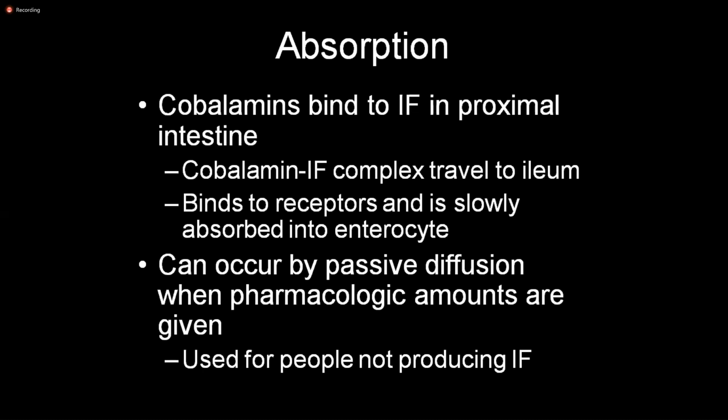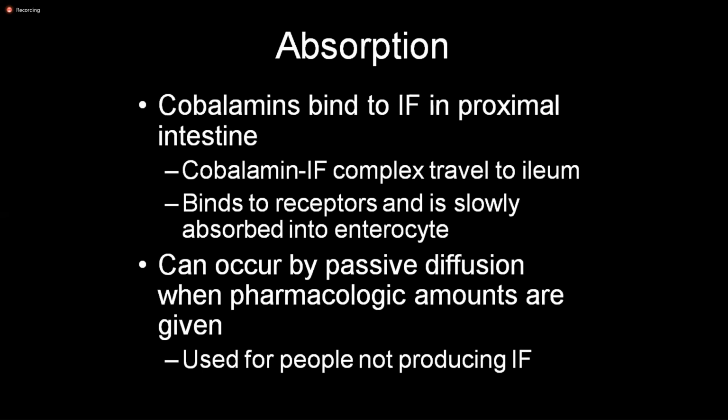Some of the vitamin B12 can be absorbed passively, by passive diffusion, when pharmacological amounts are given, not the natural product but mostly the pharmacological amount. This type of drug is mostly given to patients who lack this intrinsic factor in the intestine.